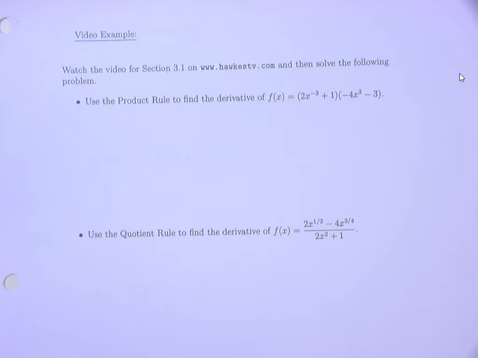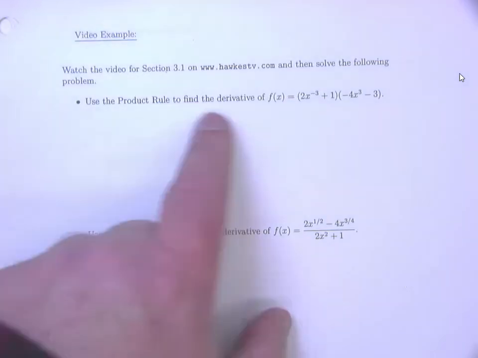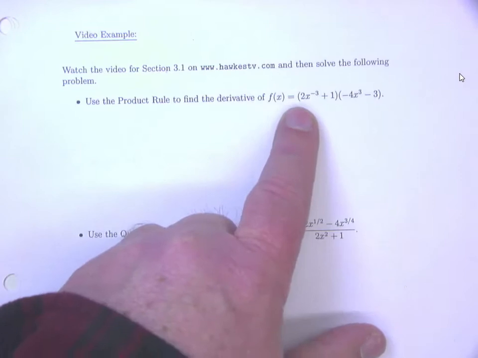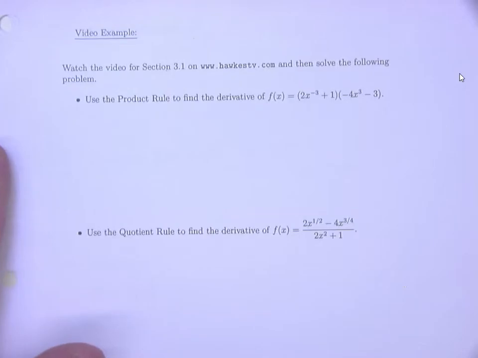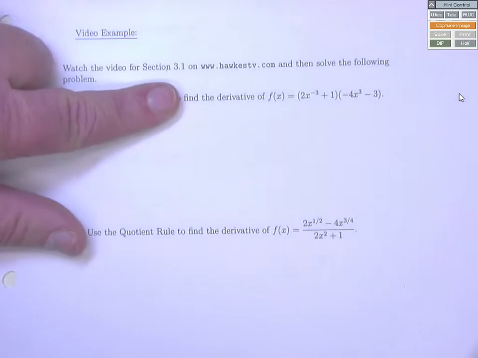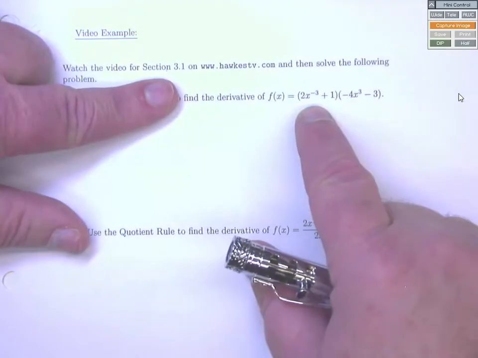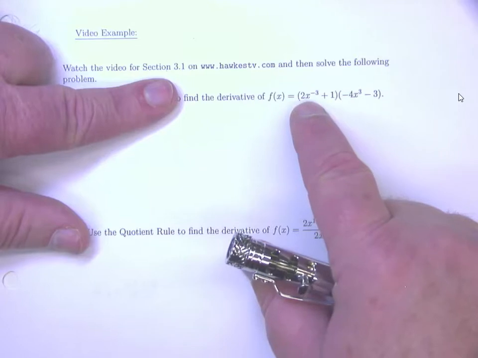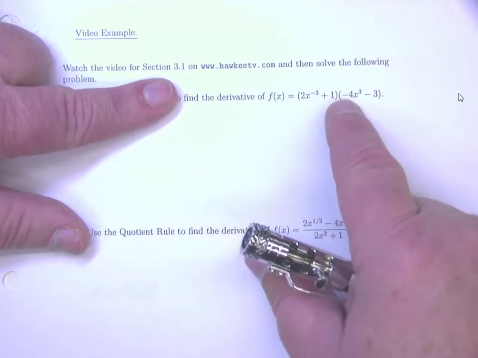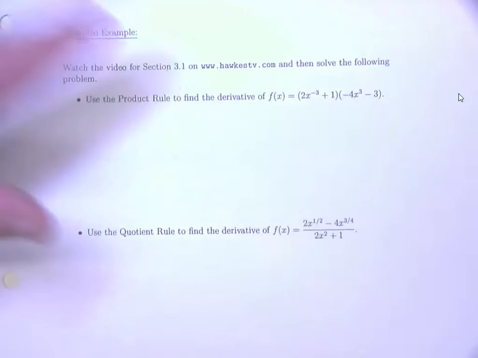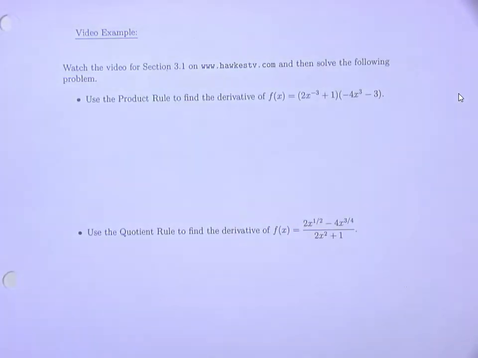All right, so now this one, I'll be the first to admit I wouldn't write it like this. It says, use the product rule to find the derivative of f of x equals 2x to the negative 3 plus 1 times negative 4x cubed minus 3. Okay, great. When I give you a test question, all I'm going to say is, take the derivative of this guy. What do you see here? This is what I want you guys to recognize. I see 2x to the negative 3 plus 1 times negative 4x cubed minus 3. Big times in the middle tells me this is a product. I'm going to use the product rule.